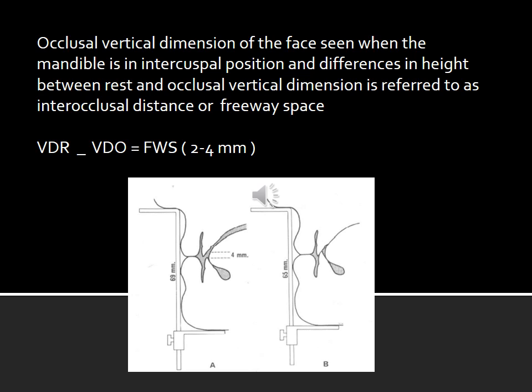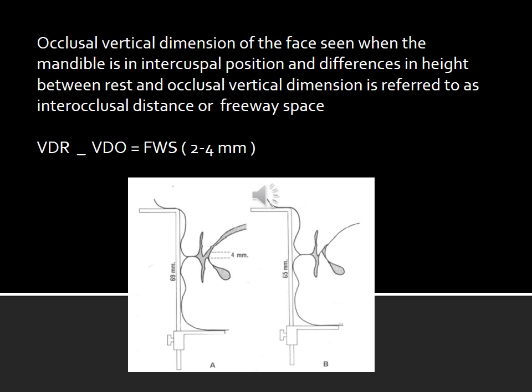You have a shorter vertical dimension compared to the one in A, because in A there is a space between your teeth. In B there is no space. Your teeth are completely intercuspating. The difference of space between A, which is at rest, and B, which is at occlusion, we call freeway space, which is FWS on this slide, which ranges between 2 and 4 mm for different people and different populations.